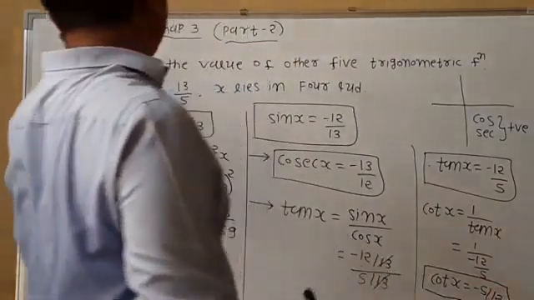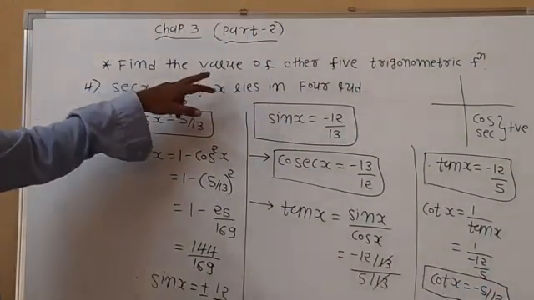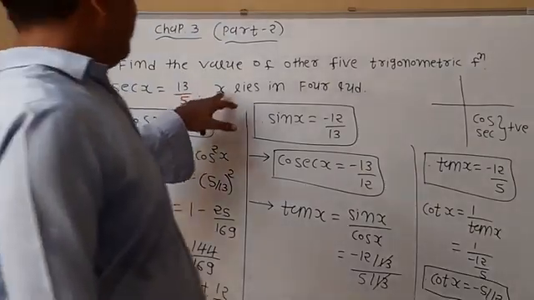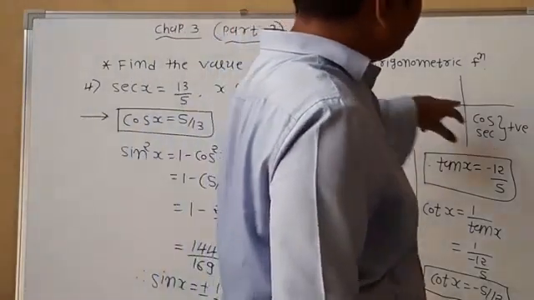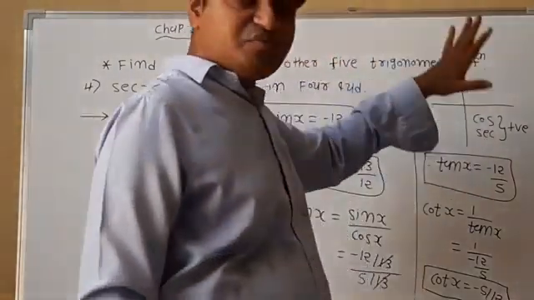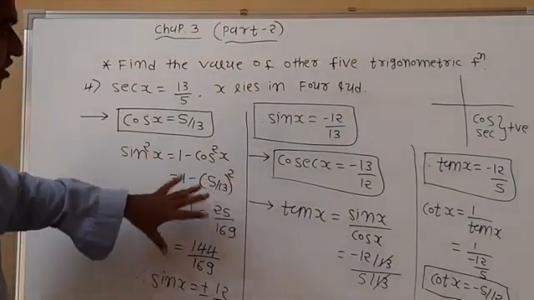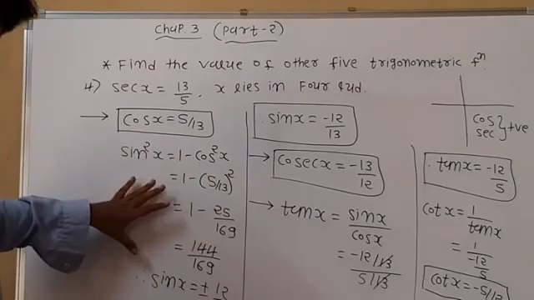Okay. So in our question, sec x is equal to 13 by 5 is given. x lies in the fourth quadrant, so in the fourth quadrant cos and sec are positive. So using this relation we can find the remaining 5 trigonometric functions.